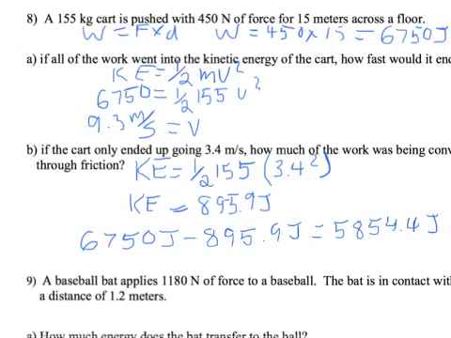And now I'm going to round this for significant figures, and it seems to me that I've got 2 here, 2 here, 2 here, and 3 here. I'm going to round to 2 significant figures, and so what I get is 5900 joules of heat energy.